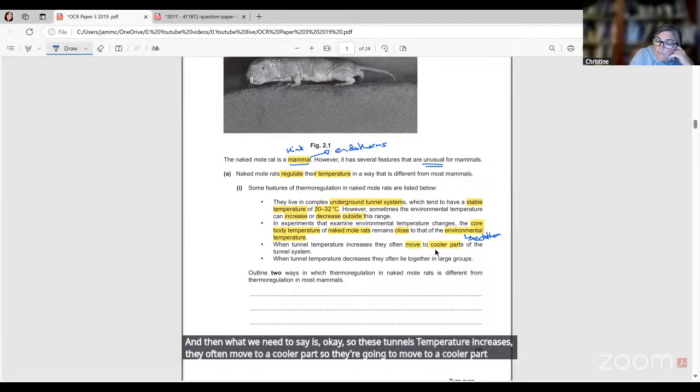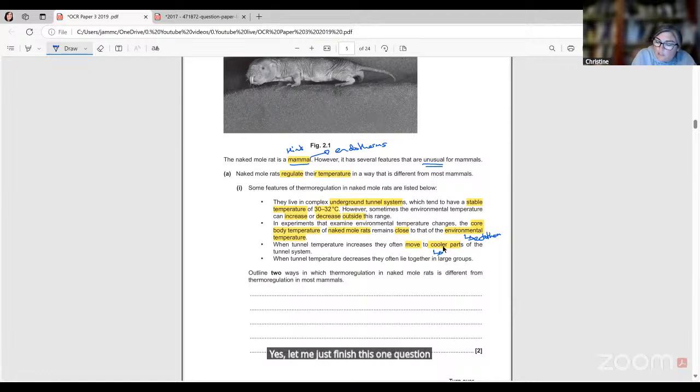So we know that if you move somewhere to that cooler part, yes, let me just finish this one question, then I'll jump into what you're interested in.